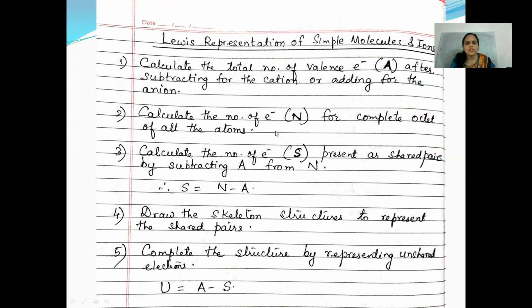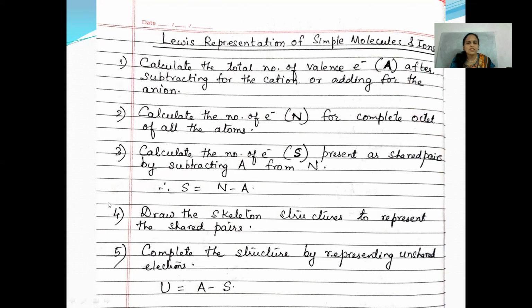Second rule, calculate the number of electrons for a complete octet of all the atoms. Each atom that is present should complete its octet, and you need to calculate the number of electrons for a complete octet of all the atoms. That is the value of capital N. Third rule, calculate the number of electrons present as shared pairs by subtracting A from N. That is S, the number of shared electrons, is equal to N minus A.